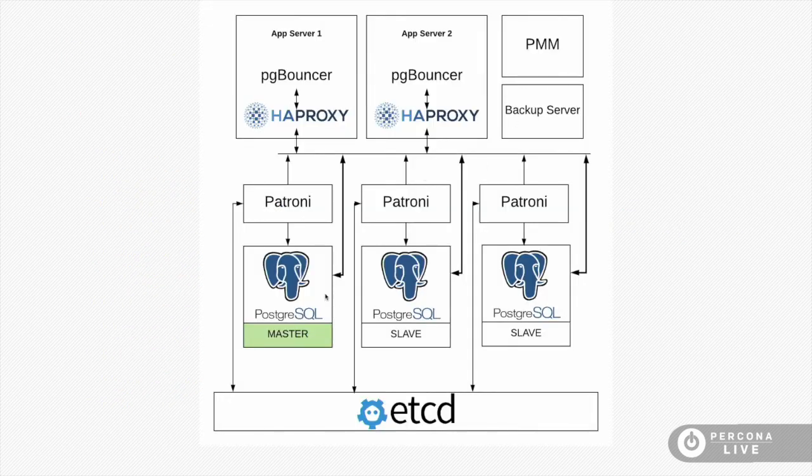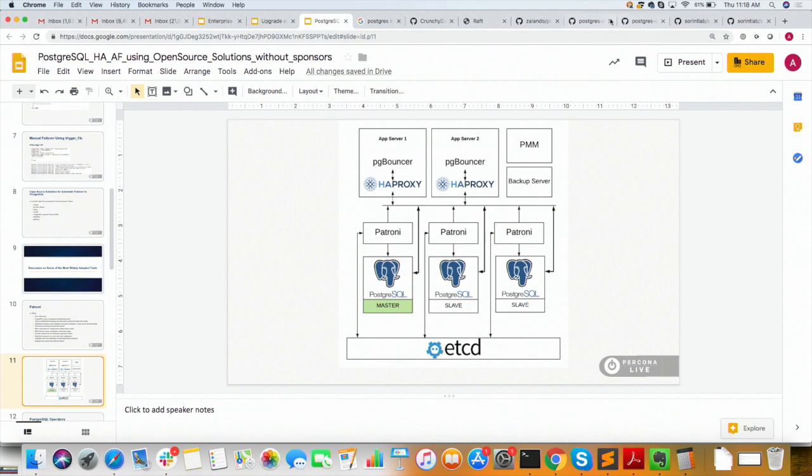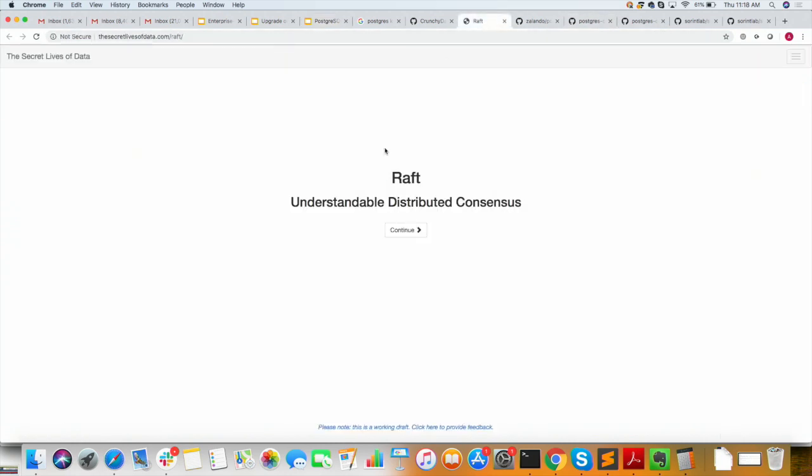So if you could see here, Patroni is set up on all the 3 nodes here in a 3-node master-slave cluster, and we have etcd running. So let's quickly see how etcd, or the Raft algorithm, works. The Raft algorithm is one of the industry standards and the world's best algorithms for distributed consensus. And so quickly, let's see the demo.